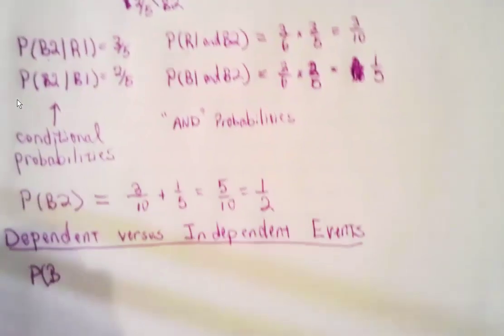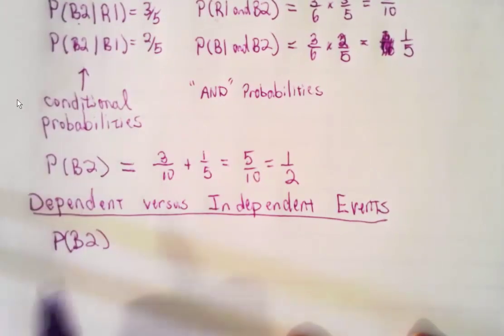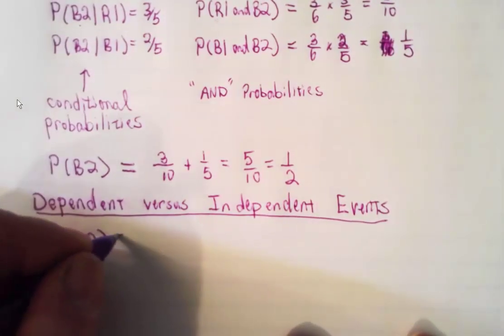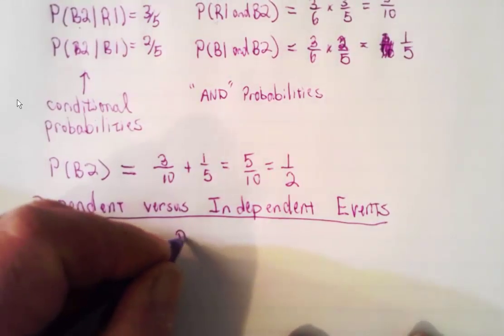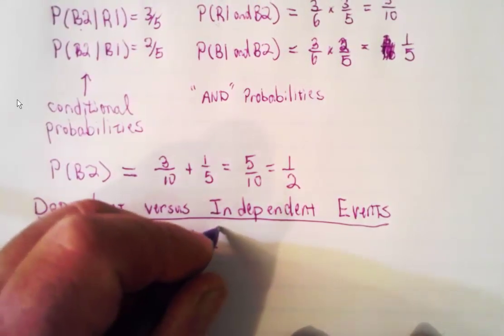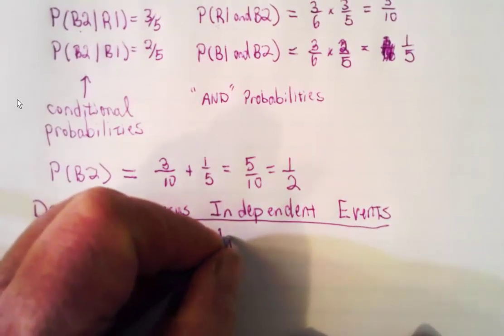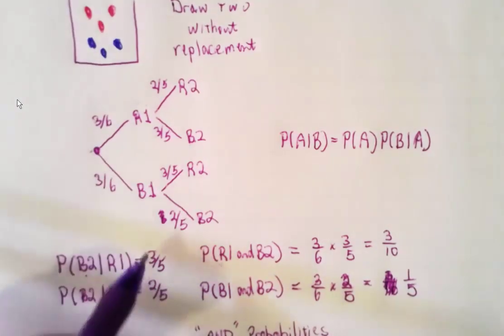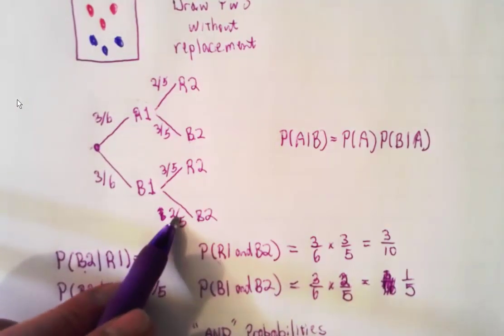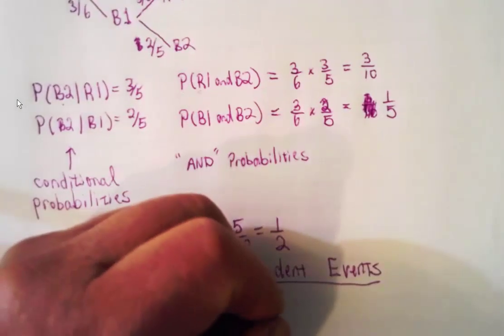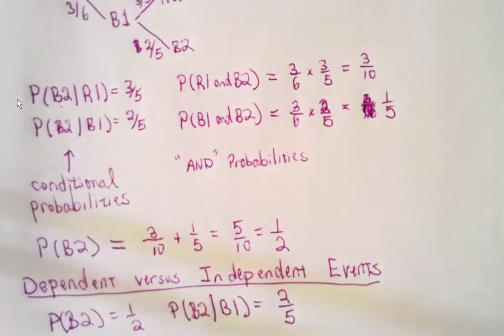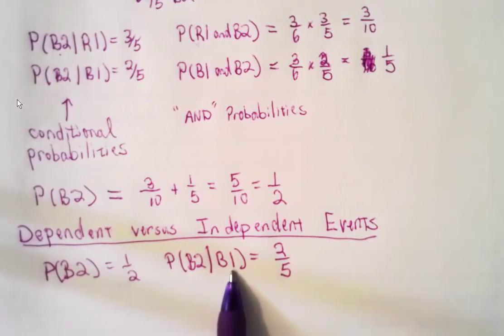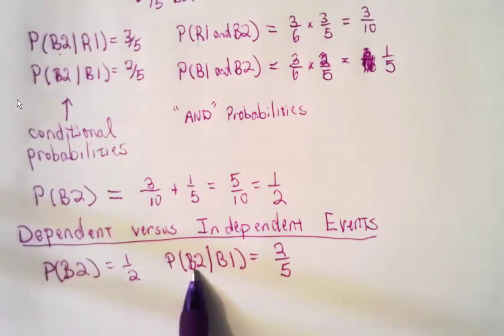The probability of B2, we just did that, that's 1/2. The probability of B2, say, given B1, that we've computed before. It's on our tree diagram. B2 given B1, that's 2/5. So in other words, knowing that we got a blue on the first does in fact affect the likelihood that we'll get a blue on the second draw.